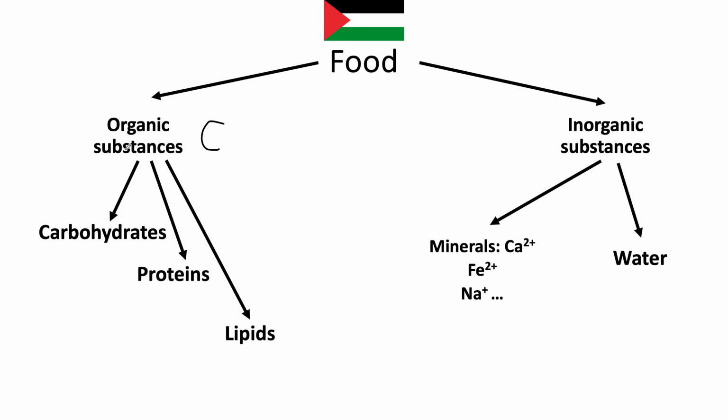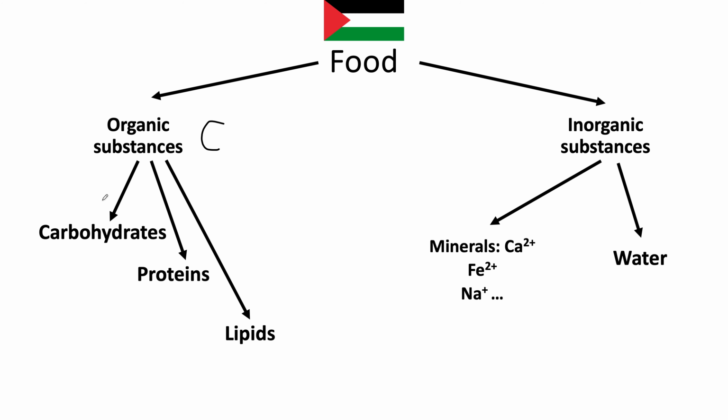Here in organic substances we find a high number of carbon atoms, or sometimes a little number of carbon atoms, but always the carbon is essential. We cannot find organic substances without carbon. But in inorganic substances, sometimes the carbon is present, sometimes it is not present. Okay, so this is the main difference between organic substances and inorganic substances.